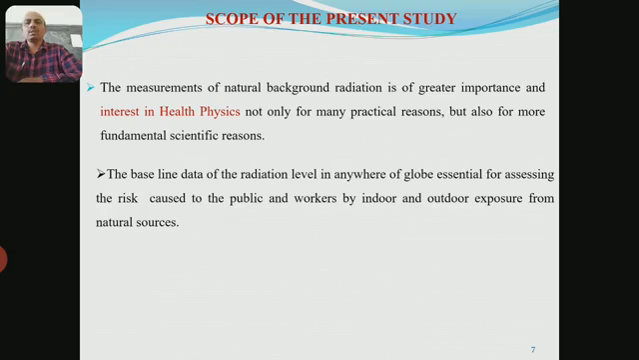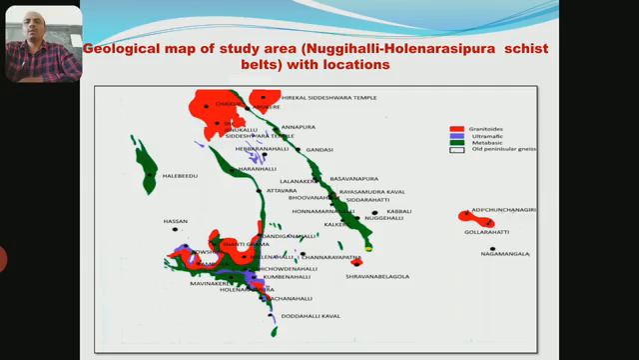The scope of the present study is the measurement of annual effective dose in the Nuggehalli Valanarshipura schist belt. The measurement of natural background radiation is of greater importance and interest in health physics, not only for practical reasons but also for more fundamental scientific reasons. The baseline data of radiation level is essential for assessing the risk caused to the public and the workers by the indoor and outdoor exposure from natural sources.